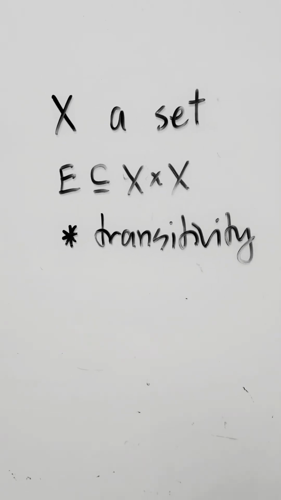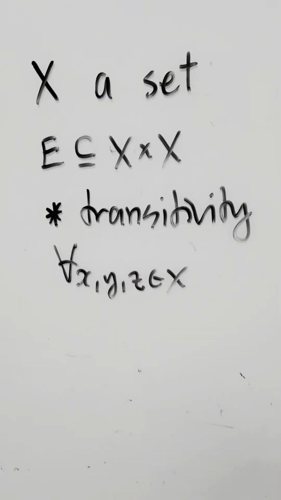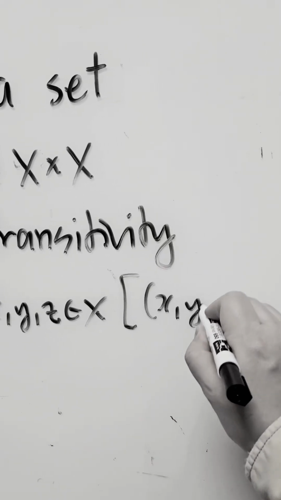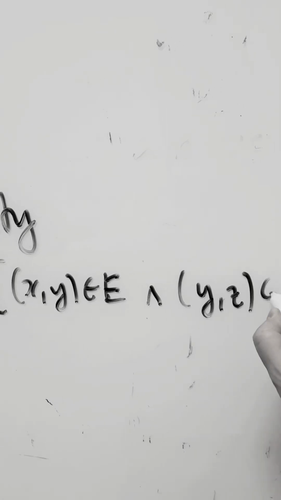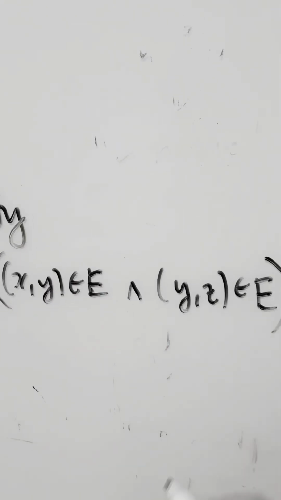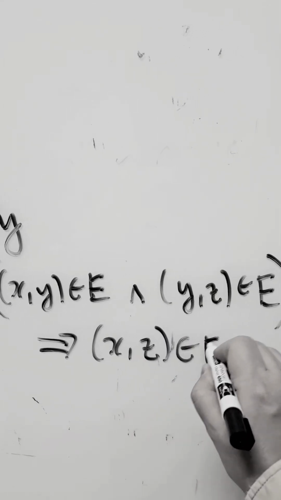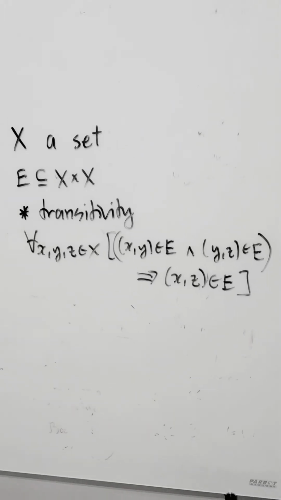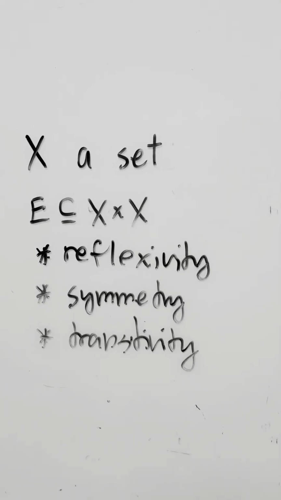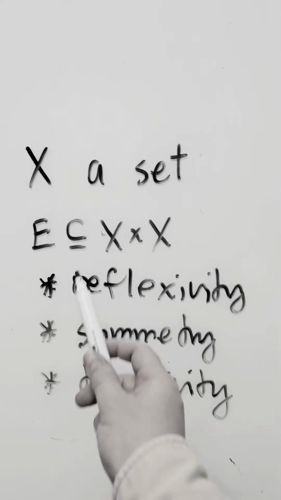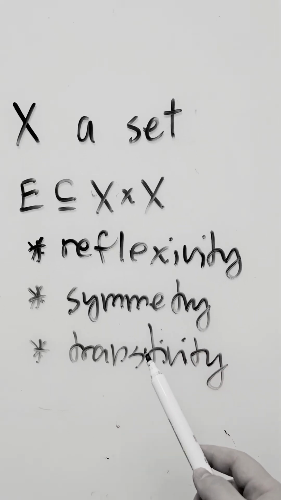And finally, an equivalence relation must be transitive, which means for any elements x, y, and z in X, if the ordered pair (x, y) is in E, and also at the same time the ordered pair (y, z) is in E, then this should imply that the ordered pair (x, z) is also in E. So an equivalence relation E on a set X is a subset of the Cartesian product, such that the properties of reflexivity, symmetry, and transitivity hold.